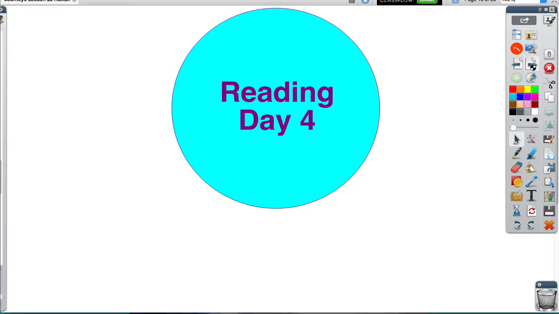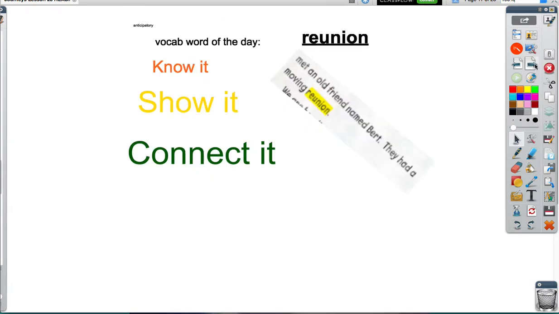Let's jump in with our vocab word of the day, which is reunion. Go ahead and pause the video here to know it, which is share the definition, show it, which is act it out, and connect it. Give an example of a reunion.